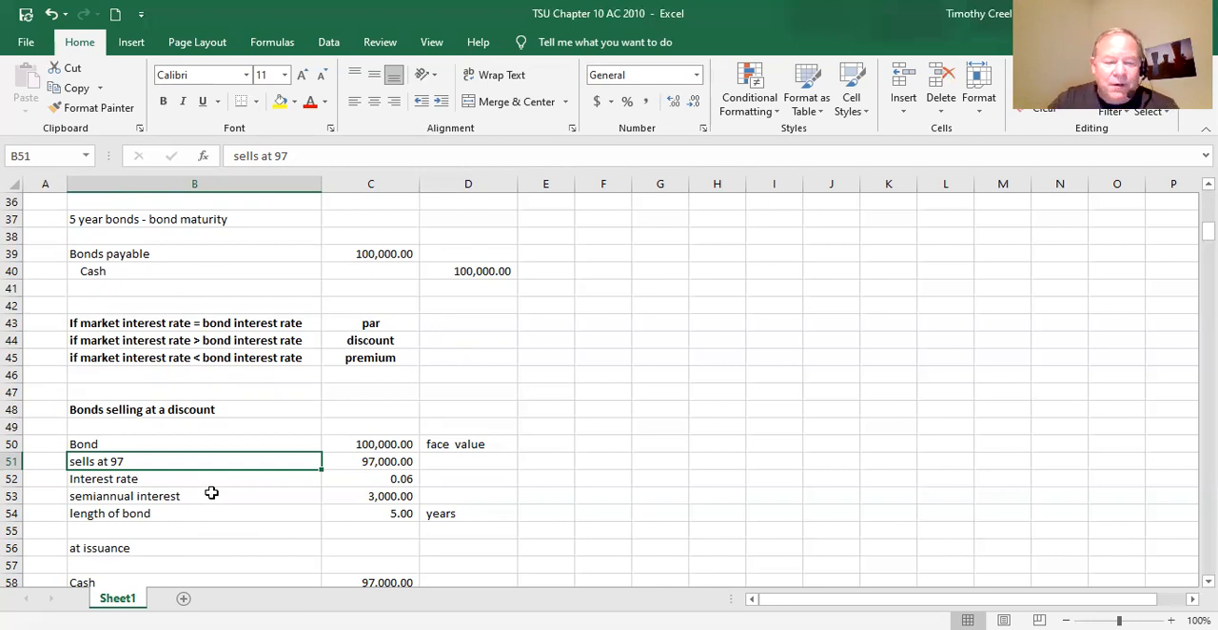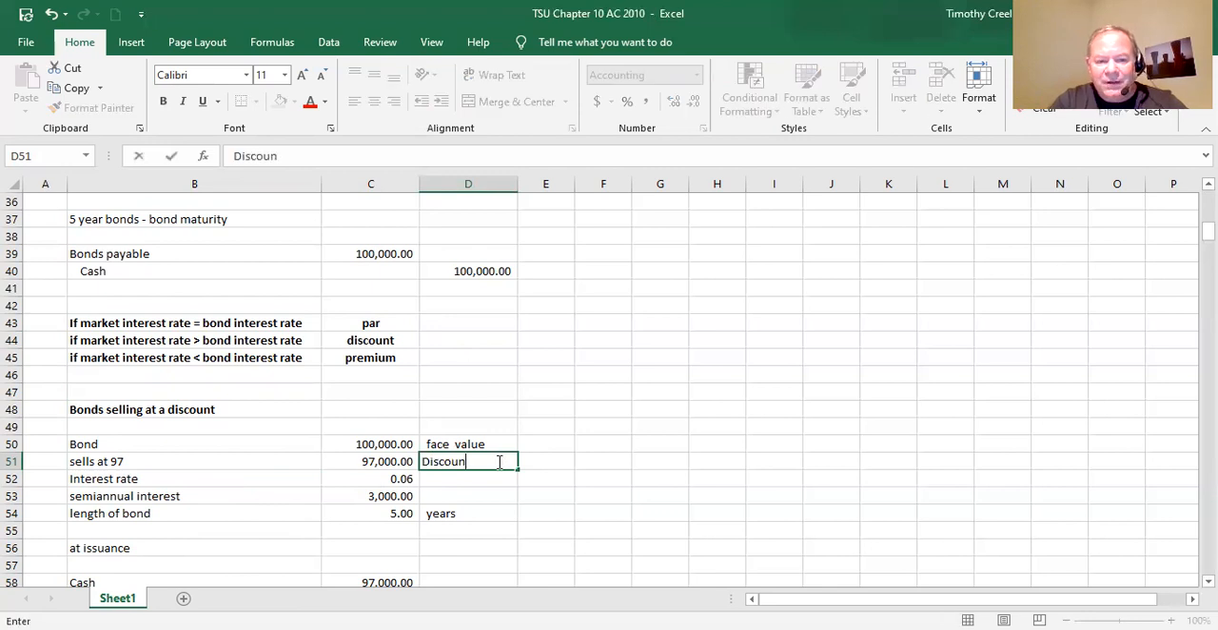So like in this example here, if it's selling at 97, we would take the face value times 0.97, 97%, and we would get 97,000. So that would mean this bond is selling at a discount. A bond that sells at a discount is selling at less than face value.